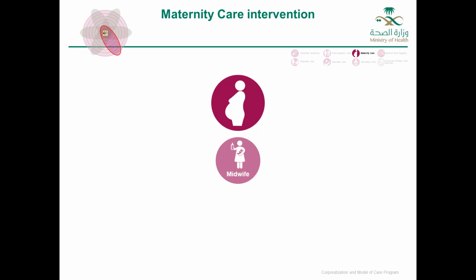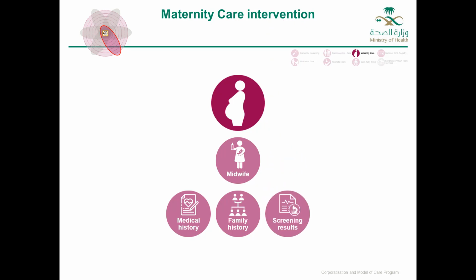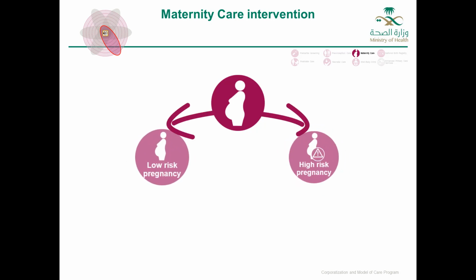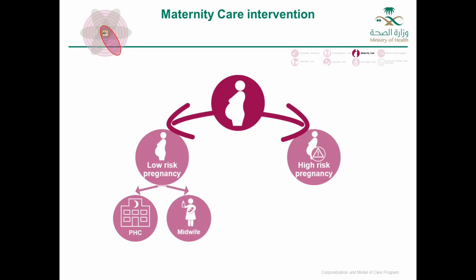From there, women will go through booking, which includes an assessment of past medical history, family history, as well as the results of premarital or preconception tests. Following the risk assessment, pregnant women will be categorized as low risk or high risk. And low risk women will receive maternity services in primary care center led by a midwife throughout their pregnancy.